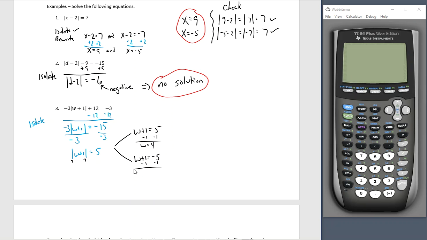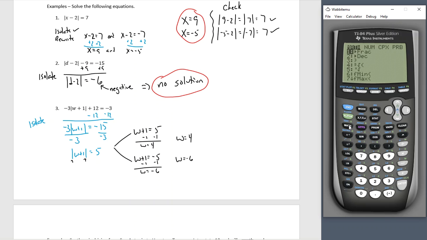Subtract 1 from both sides. I find that w equals 4 and w equals negative 6. We could check this on the calculator rather than by hand as we did up here, by typing in negative 3 and then absolute value.